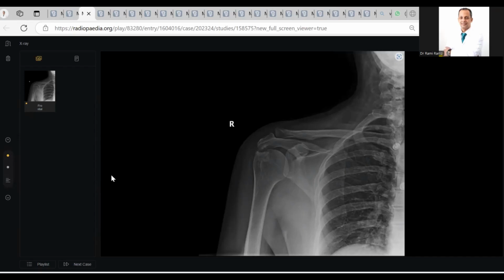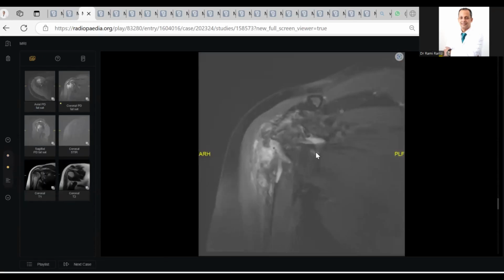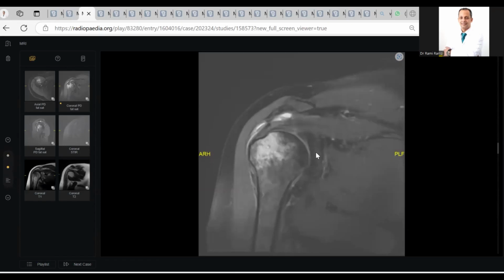This is suggestive of... What's your differential? Subacromial impingement. In my routine practice, I will look at the MRI images to see if there is any evidence of rotator cuff tear. With MRI, you have only these images.